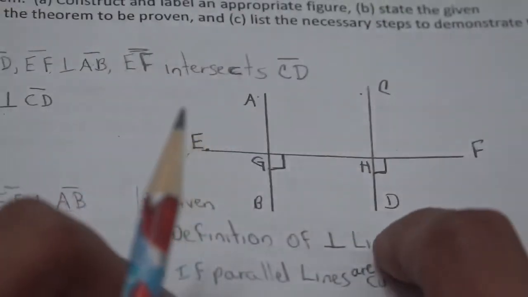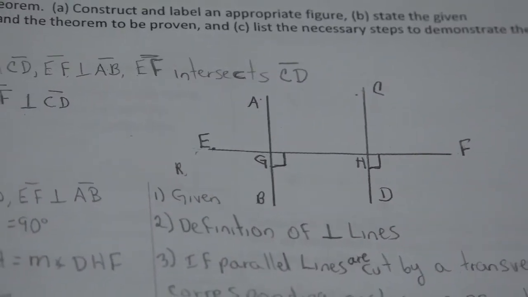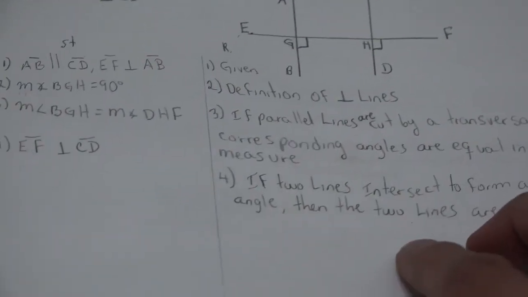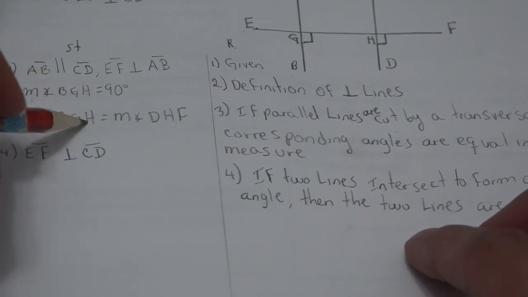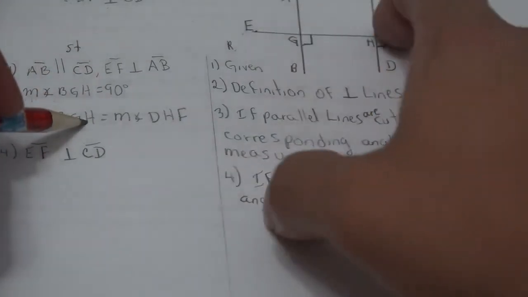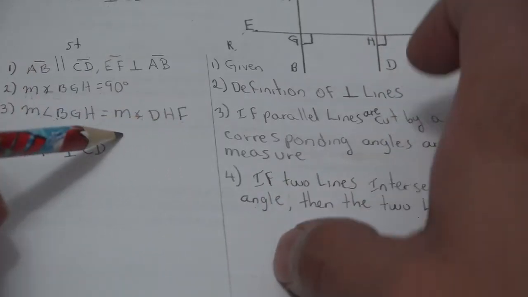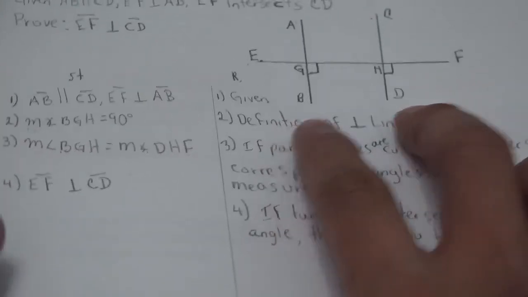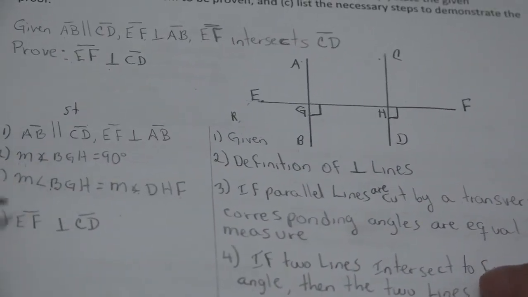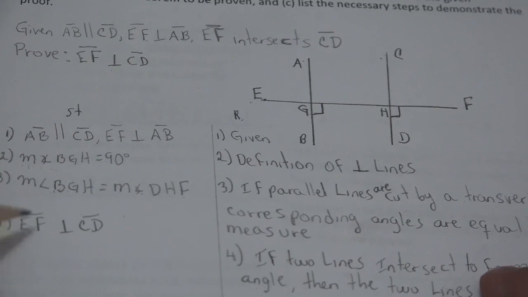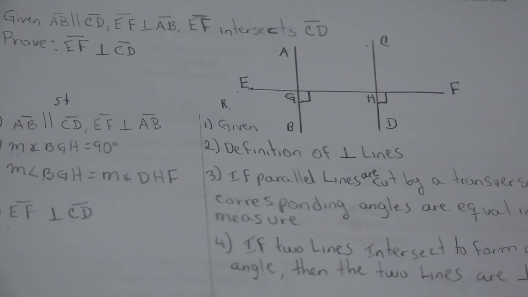They're already parallel. You don't have to prove that they're parallel. Oh, son, you're nice. Of course I'm nice. Okay, so then that's what we do. We write that angle BGH is congruent, or equally measured, to angle DHF. Therefore, thus concluding my proof, EF is perpendicular to segment or line CD.